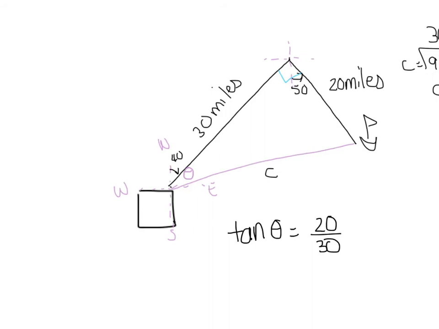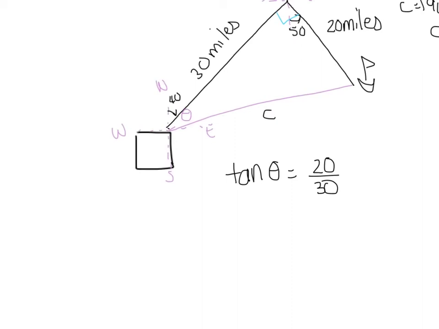Or we can write this as inverse tan. Theta is equal to inverse tan 20 over 30, or 2/3. Put that into your calculator in degrees, because bearings is always in degrees. And let's round. Alright, rounding to one place value, I'm getting theta equals 33.7 degrees.